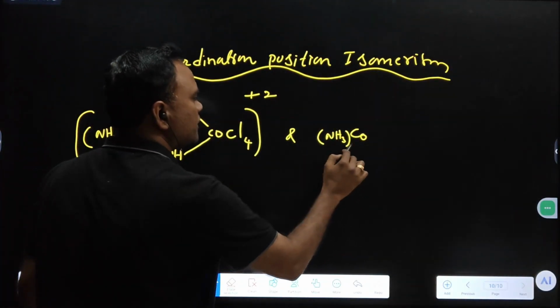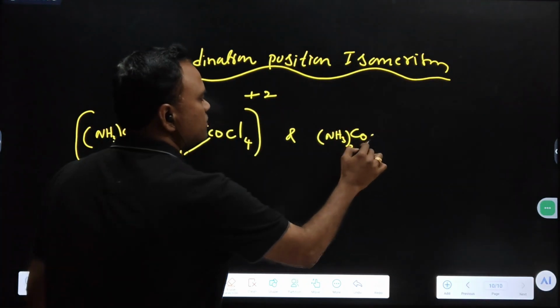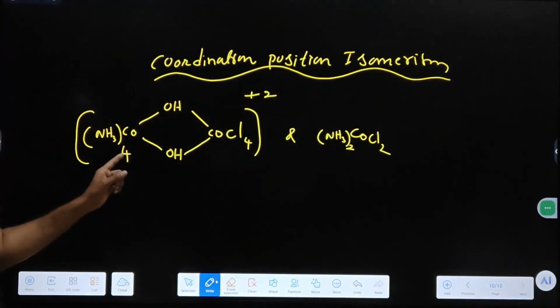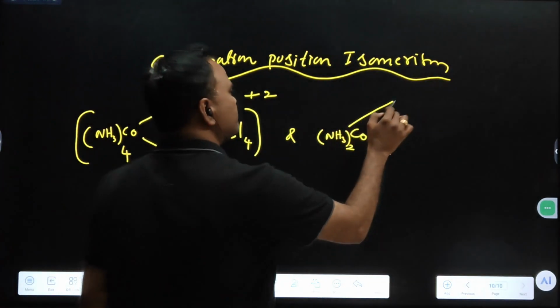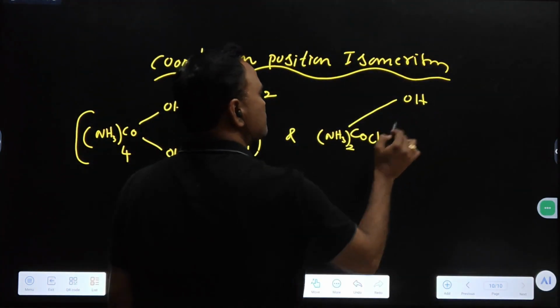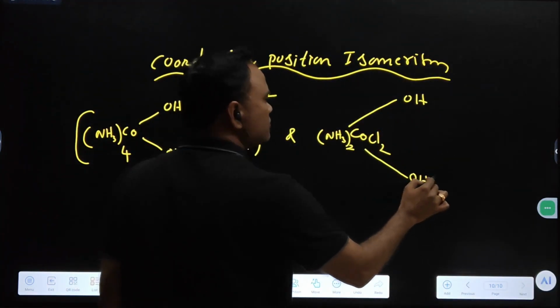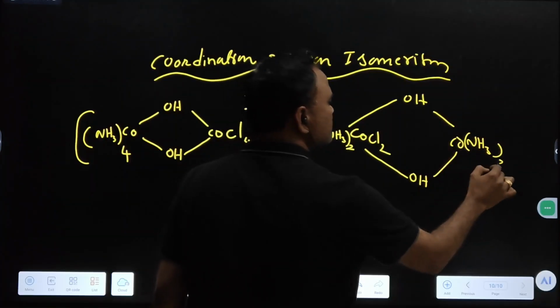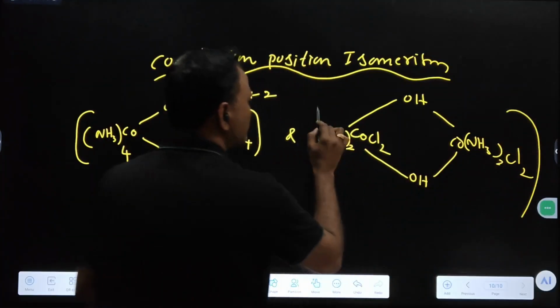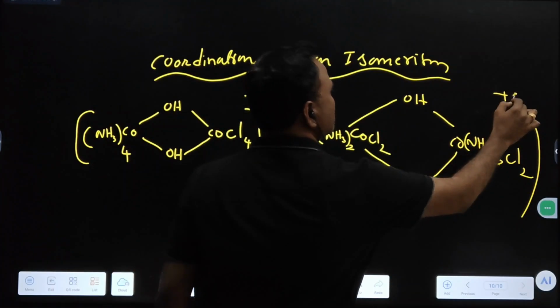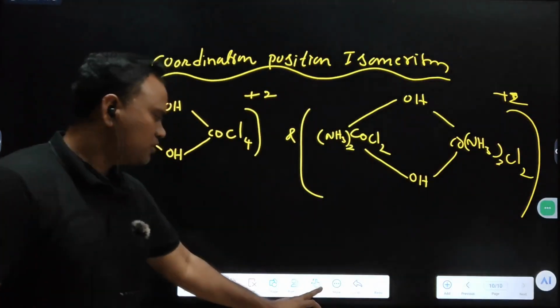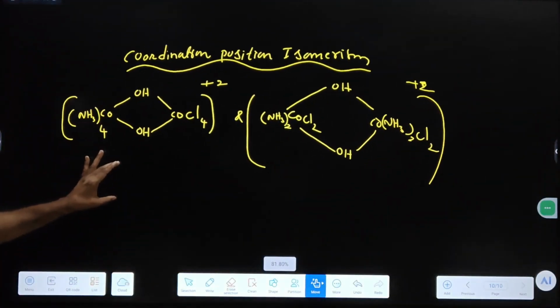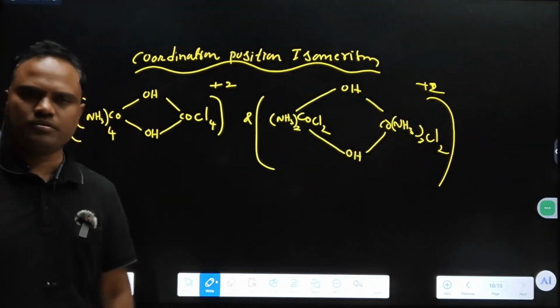CO, NH3 taken twice and Cl2, 2 chlorines shifted here, OH. CO, NH3 taken twice, Cl2, plus 2. This is not that much important, but just have a look at this.